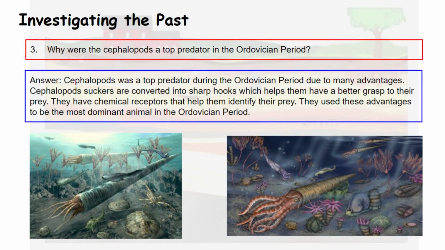The last question is, why were the cephalopods a top predator in the Ordovician period? Cephalopods were a top predator during the Ordovician period due to many advantages. Cephalopod suckers are converted into sharp hooks, which helps them have a better grasp of their prey. They have chemical receptors that help them identify their prey. They use these advantages to be the most dominant animal in the Ordovician period.